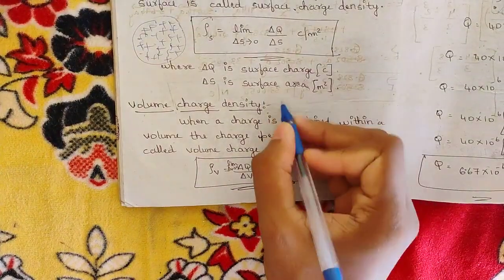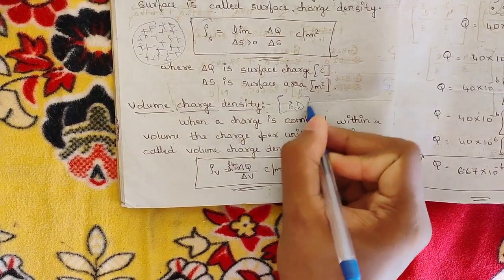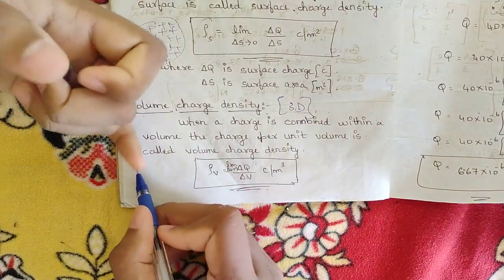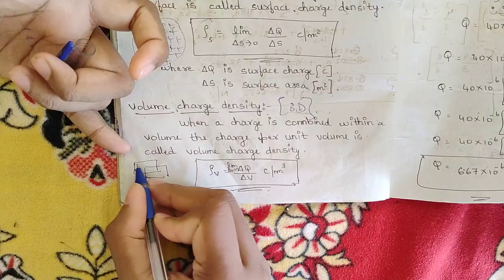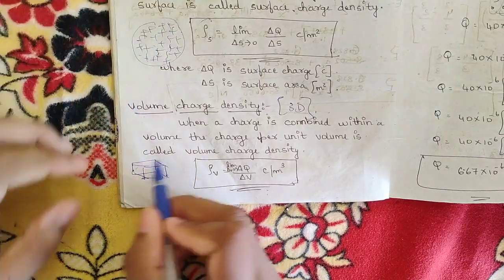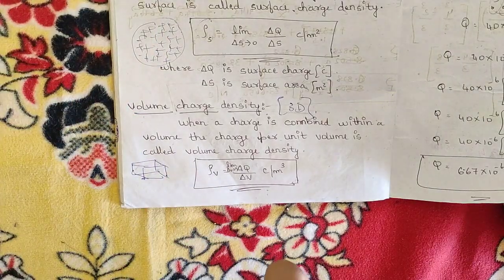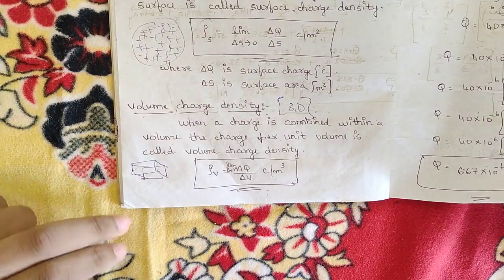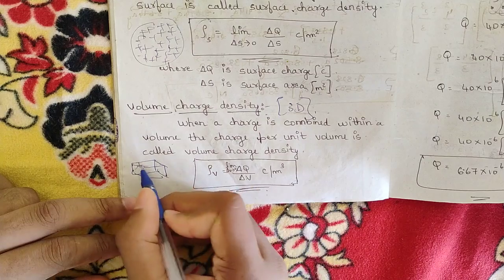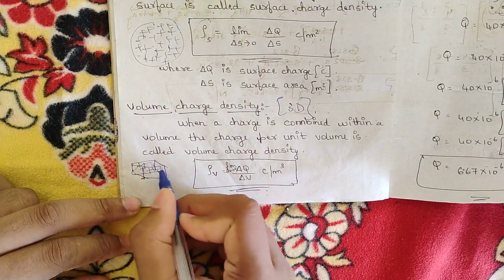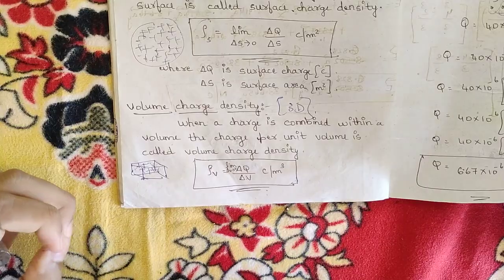Next we have volume charge density. This is a three-dimensional object. For example, take a simple cube or a cuboid, which is a three-dimensional object. You could take a particular box as an example, where the inside is filled with charges. So this is the volume charge density.